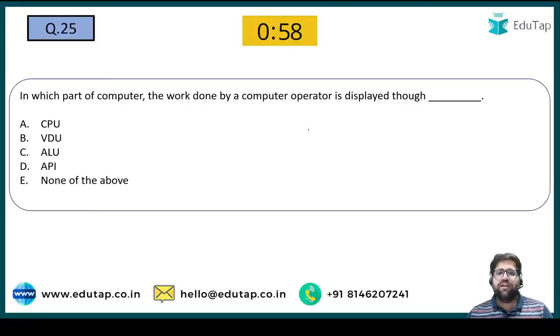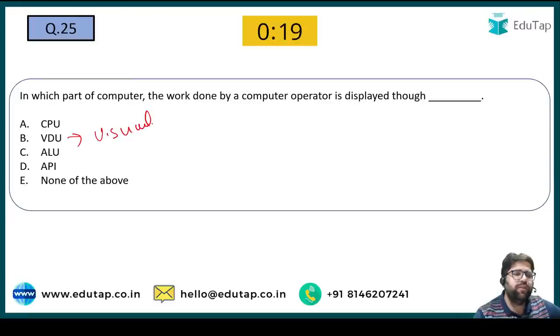Which part of computer is the work done by the computer operator displayed through? So if you have to identify that particular part of computer via which the computer operator displays the information which has been done by the computer, as simple as that. Sorry, it's VDU. Yes, can someone let me know the full form of VDU? Chetan is going with B. Yes, it's Visual Display Unit. Very good. Visual Display Unit.